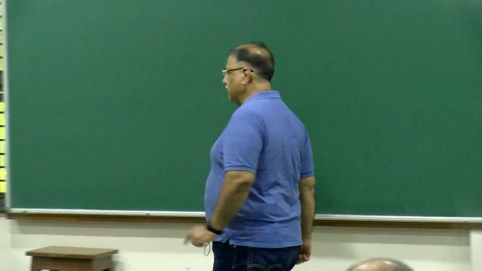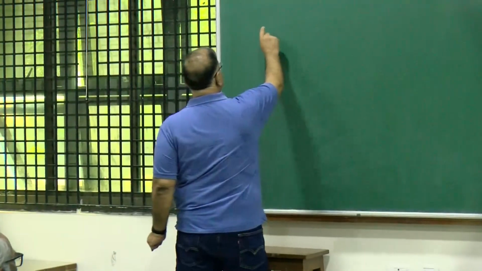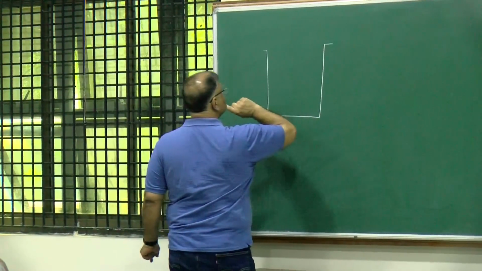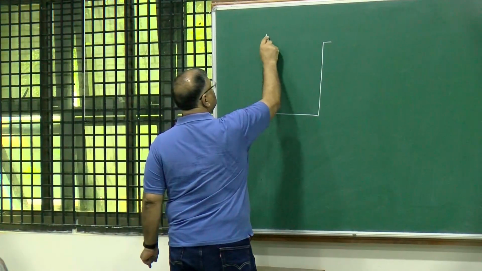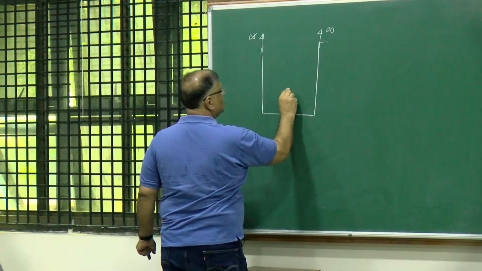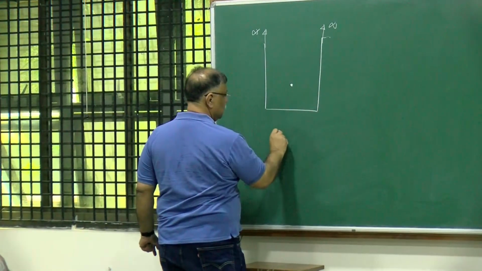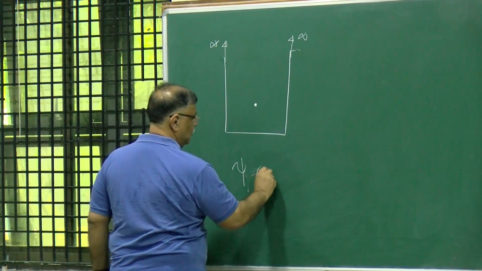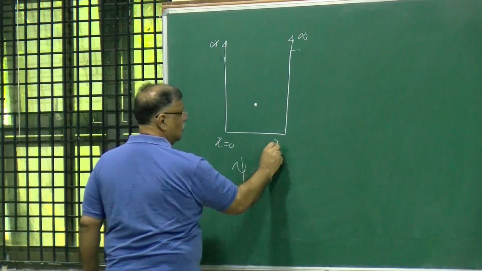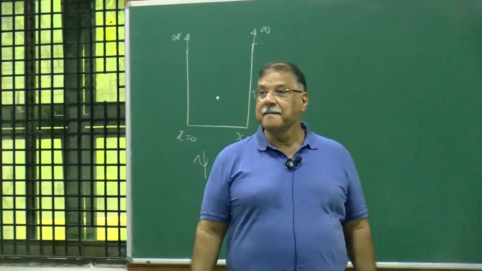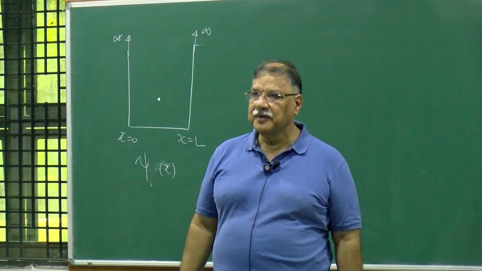Since this is an interactive thing, I'll start with the simplest problem: particle in a box, right? So let this go to infinity, and I put one electron here. Everybody knows the solution? X equals 0, X equals L. What is the solution?